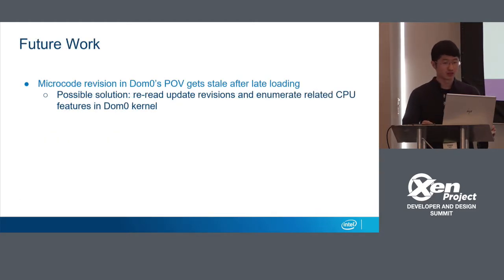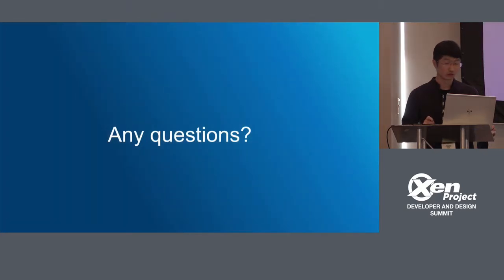So this is our future work. Currently, we find an issue that the microcode revision from the DOM0 point of view gets stale after late loading. A possible solution is to reread the updated revisions and enumerate related CPU features in the DOM0 kernel. Currently, my latest V7 didn't fix it. So, any questions?